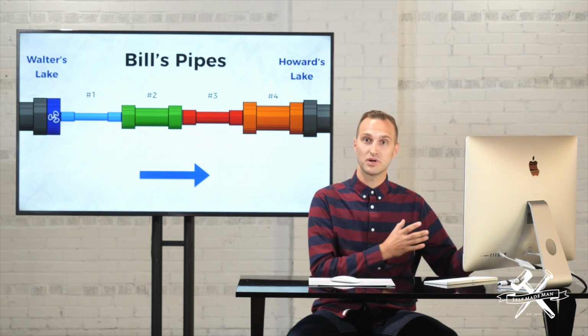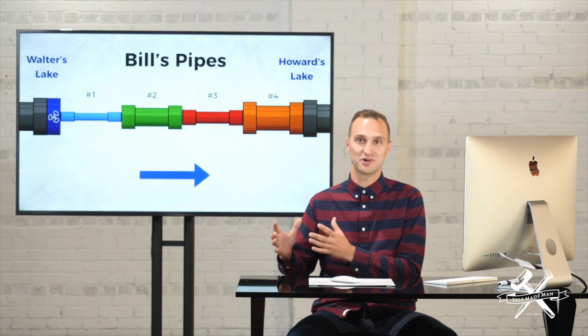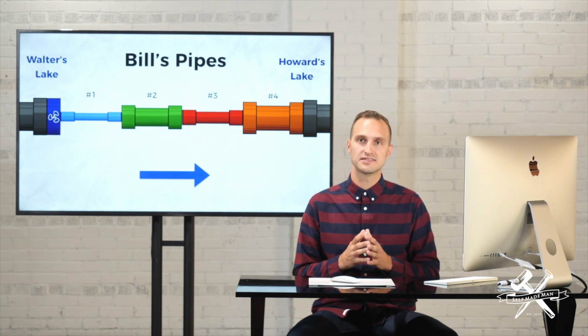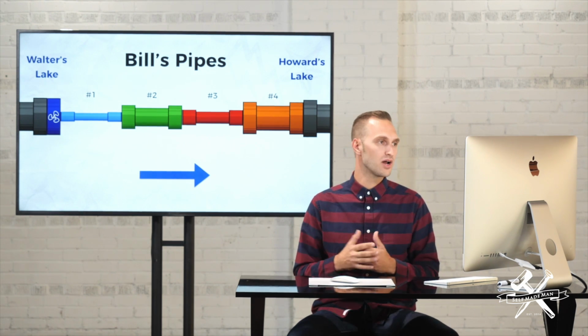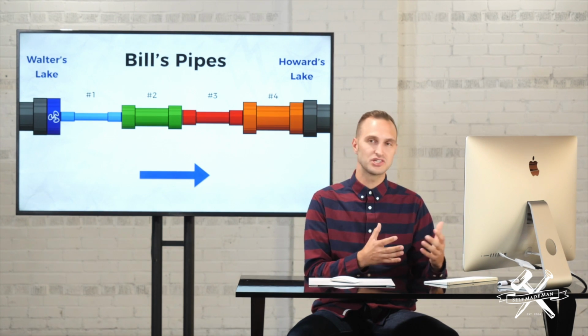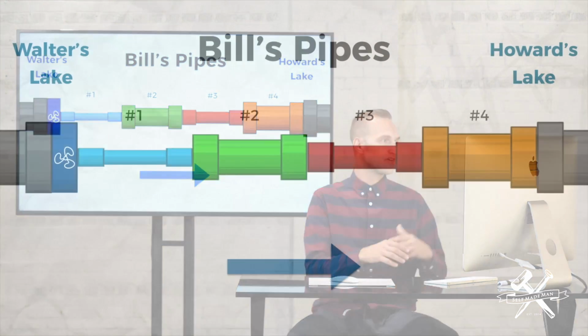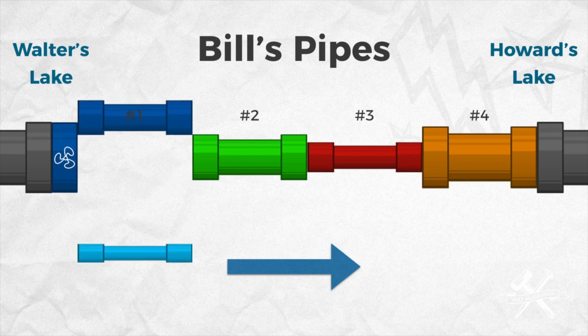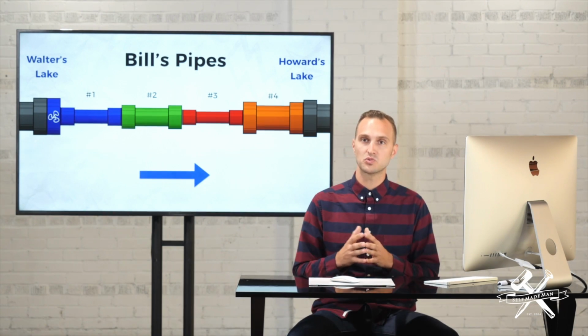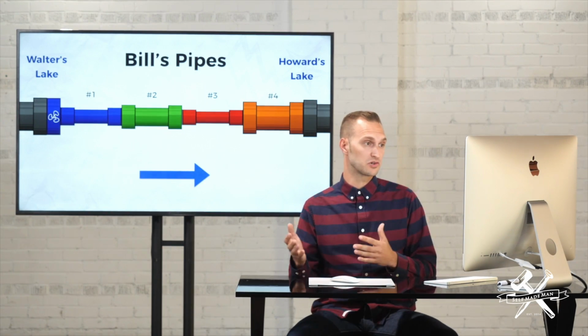Walter wants a small lake by a certain date, and Howard's got an event at his home where he wants a large lake. And so Bill realizes, I could really increase my profits and serve my neighbors and help them achieve their goals much quicker if I actually made a switch and I switched out this first pipe. That first pipe was so skinny, it was just limiting the flow. Now, when Bill made this switch, the flow began to increase.